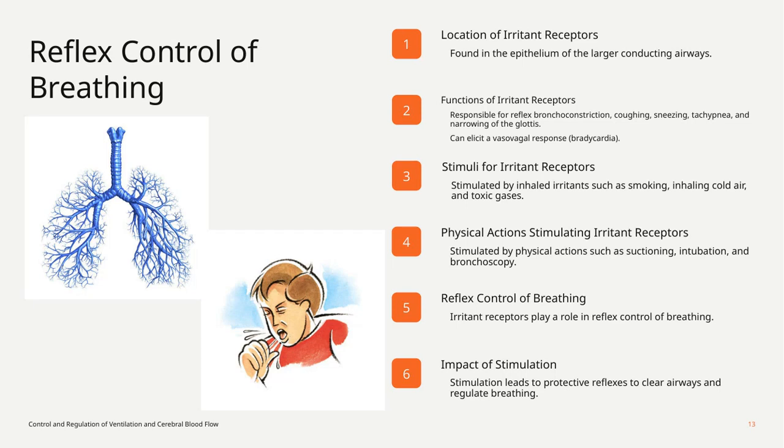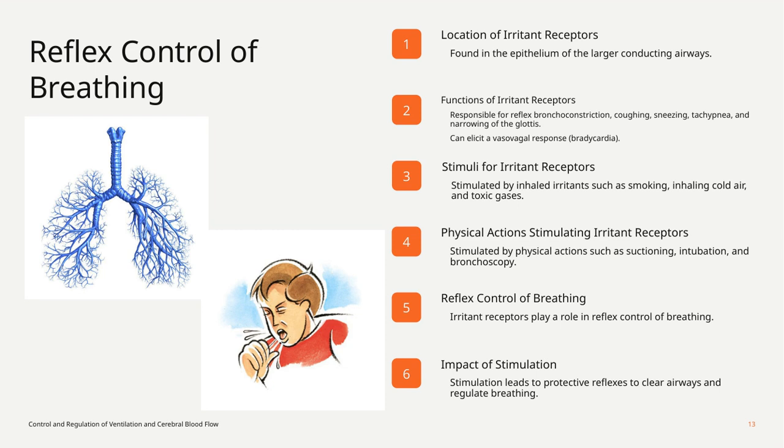Now, let's delve into how the control and regulation of ventilation and cerebral blood flow are managed through reflexes. When we talk about the reflex control of breathing, we're referring to how our body automatically responds to certain stimuli to protect our airways and maintain proper breathing. For example, stimulation of specific receptors triggers reflexes that help clear the airways or adjust our breathing pattern as needed.